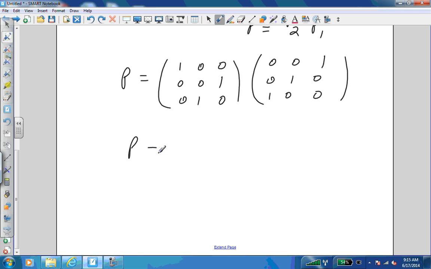So our permutation matrix, if we multiply those out, we get a 0, 0, 0, 0, 0, 0, 1, 0, 0. This one times the first, we get a 1, a 0, and a 0. This one times the first, we get a 0, times the second, we get a 1, times the third, we get a 0.